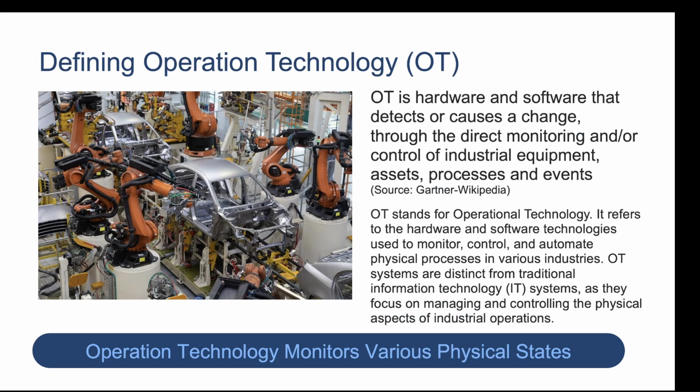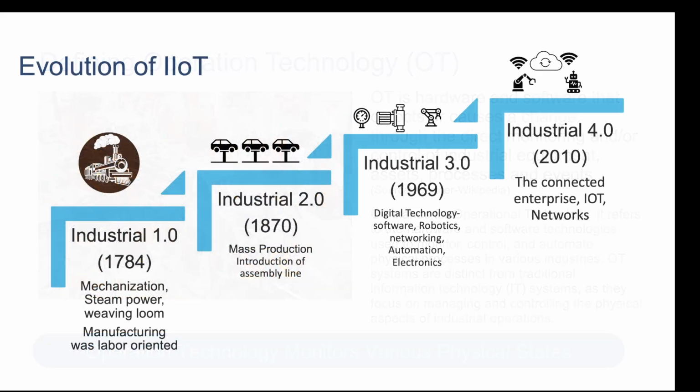Defining OT operations. OT is basically hardware and software that detects or causes a change through direct monitoring or control of industrial equipment, assets, processes, and events. So this is as per Gartner and Wikipedia. This is basically what we are trying to manage: assets and processes.